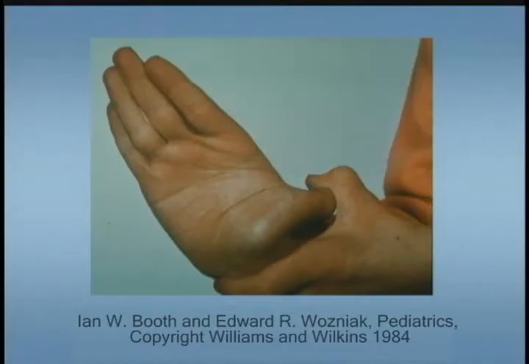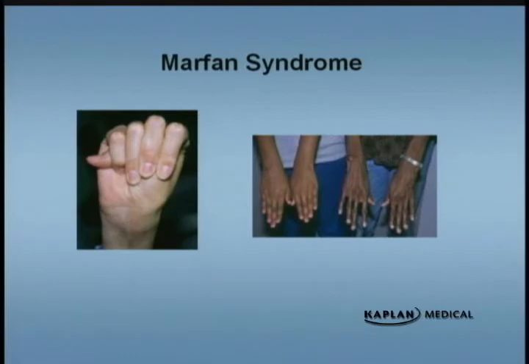Here is a patient with Marfan's, demonstrating the elasticity of the joints. Here is a patient with what's known as arachnodactyly on the right. This is a person with normal fingers, and here you see how long those fingers are. That's what we call arachnodactyly.